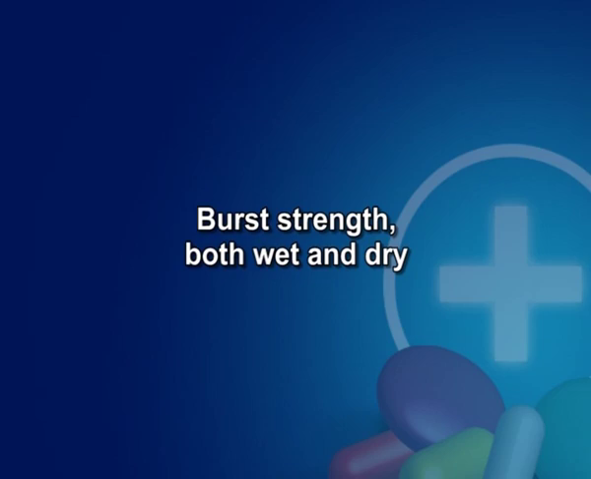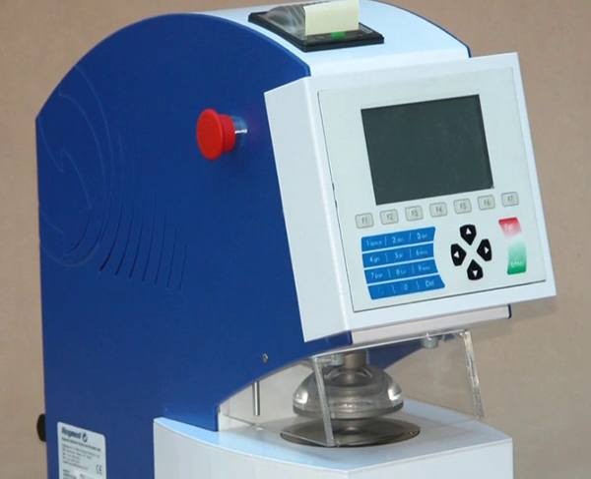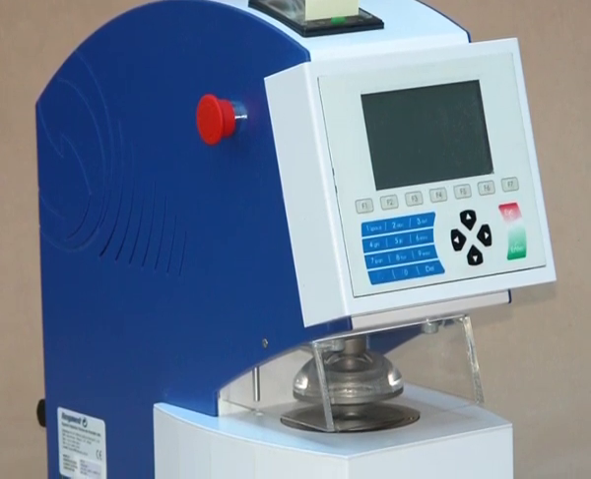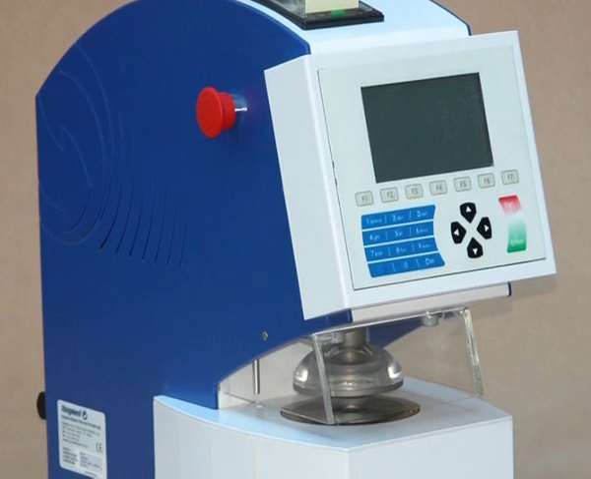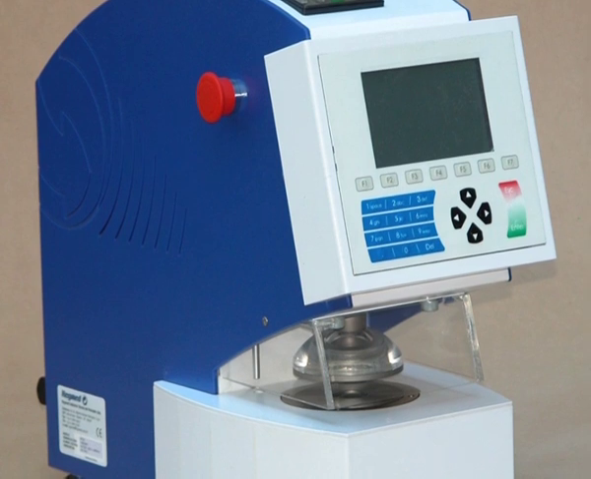The work done in tearing the test piece is measured by the loss of potential energy of the pendulum. Number 11. Burst strength, both wet and dry. The maximum uniformly distributed pressure applied at right angles to the surface which a test piece of paper and board will stand under the conditions of the test.